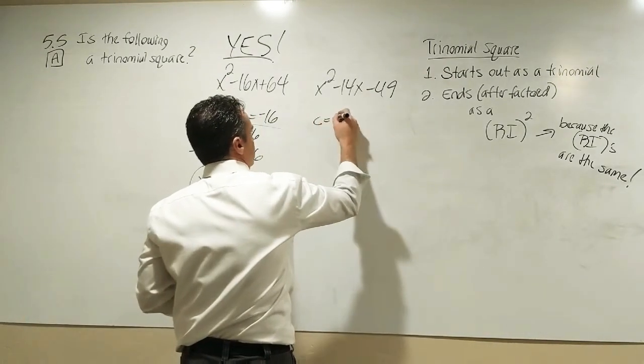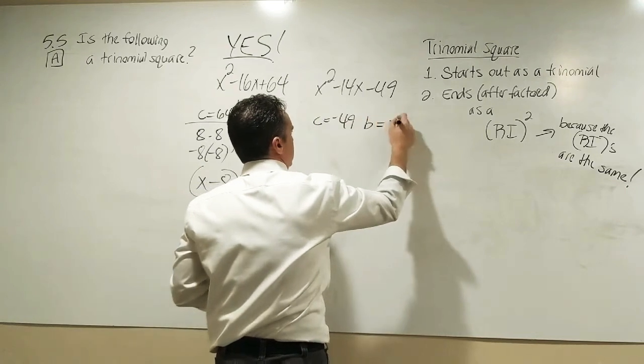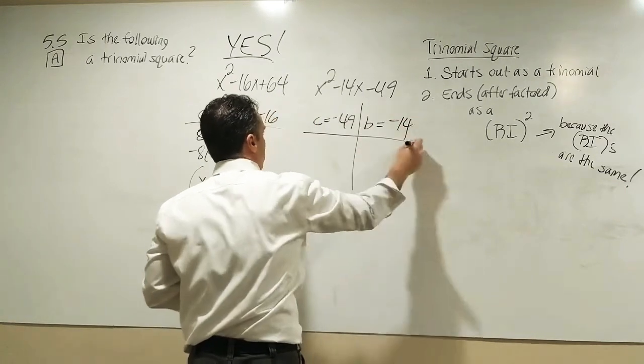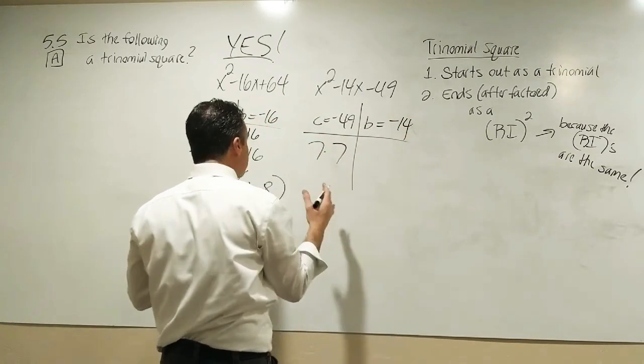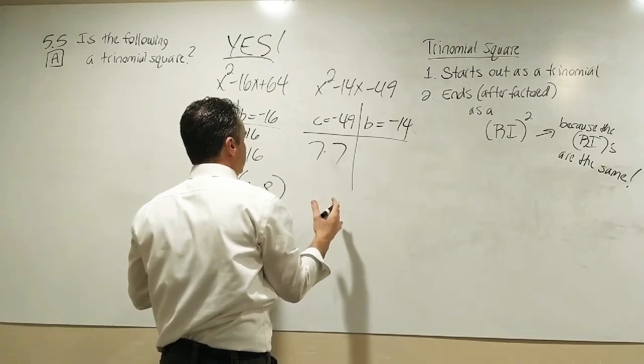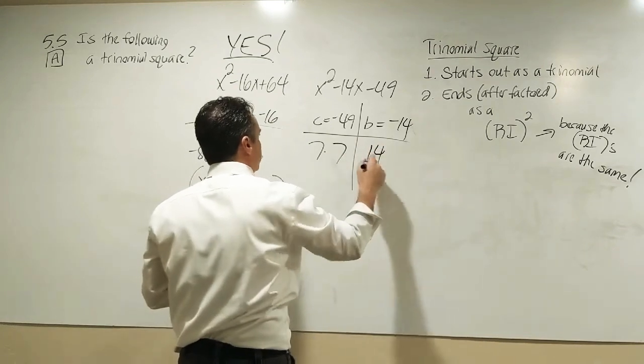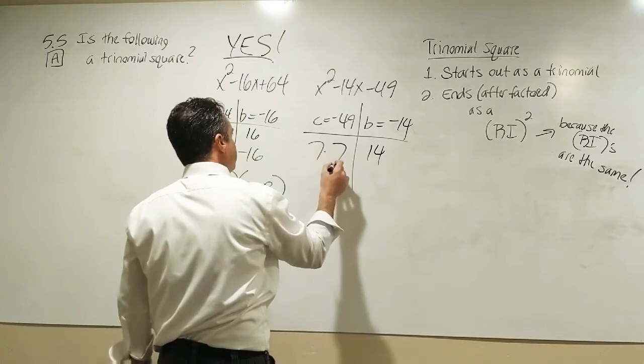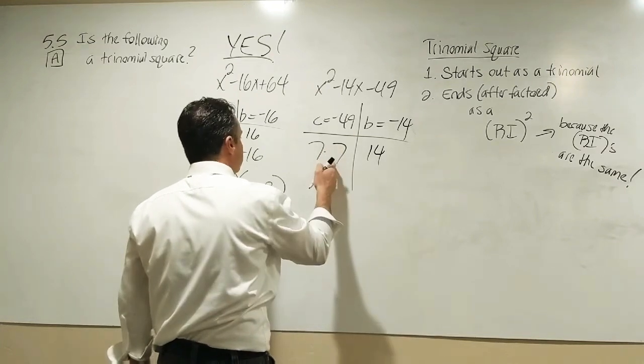Okay, C equals negative 49, B equals negative 14. This one can kind of stump you. 7 times 7 is 49, and that does make 14, but here's the problem. We need 7 times 7 to make negative 49. That doesn't make negative 49.